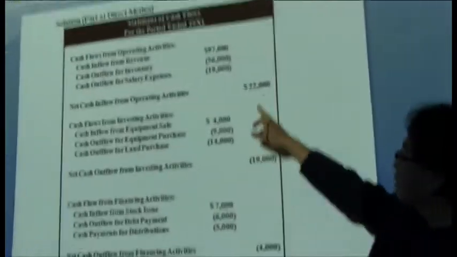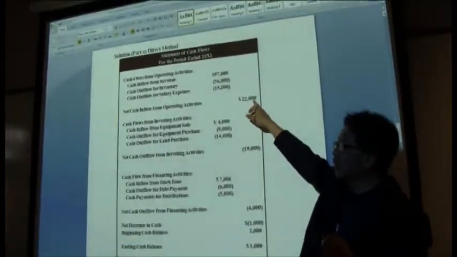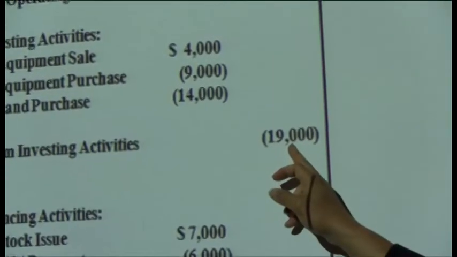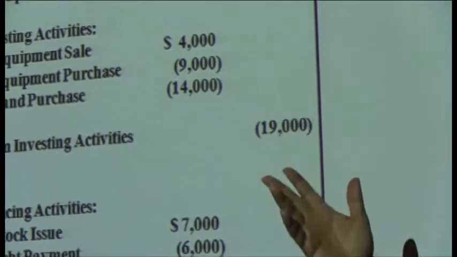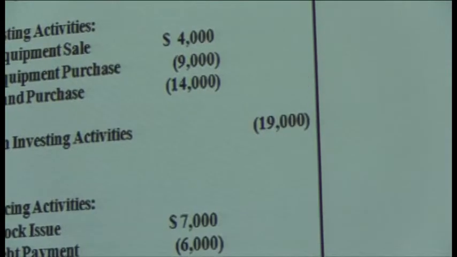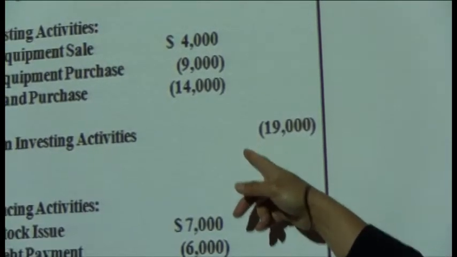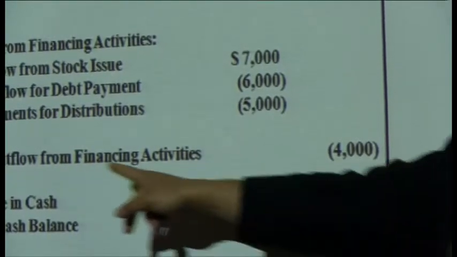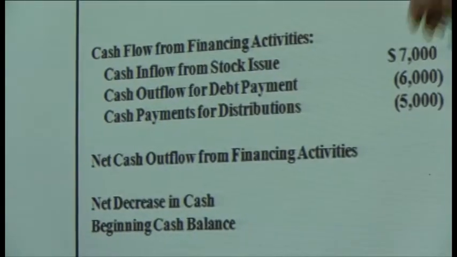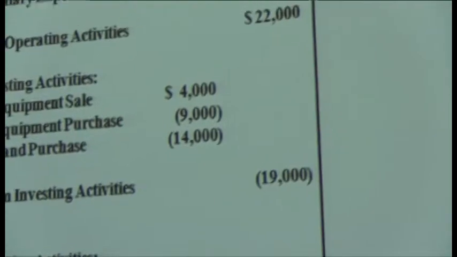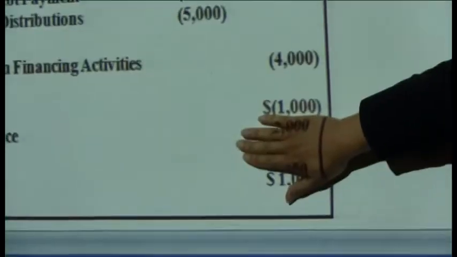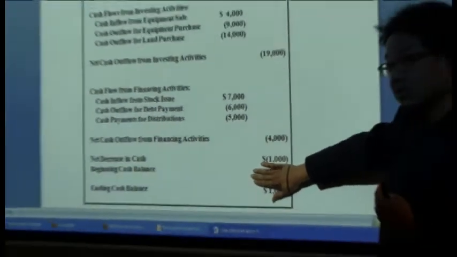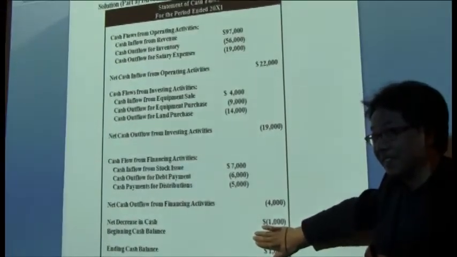22,000. Is that cash generated or cash used? Generated. 19,000, used. Yeah, used. So brackets imply cash used. Under investing activity. Under financing activity, 4,000 cash used, outflow. If you're adding those three numbers, it has to come to what number? 1,000.